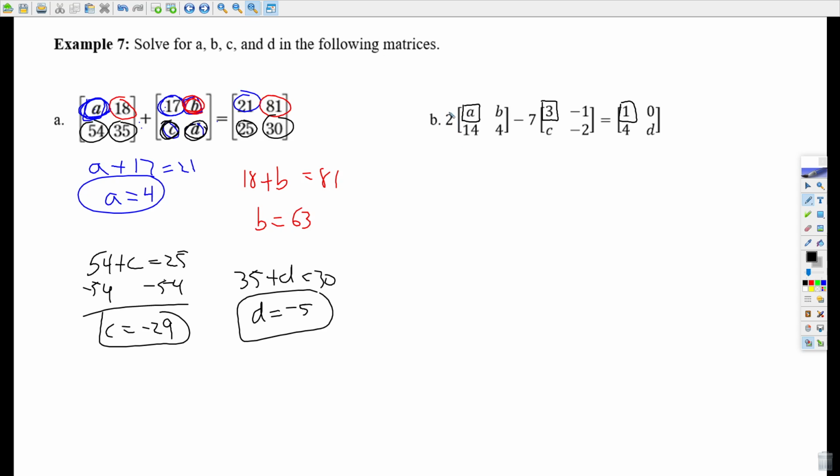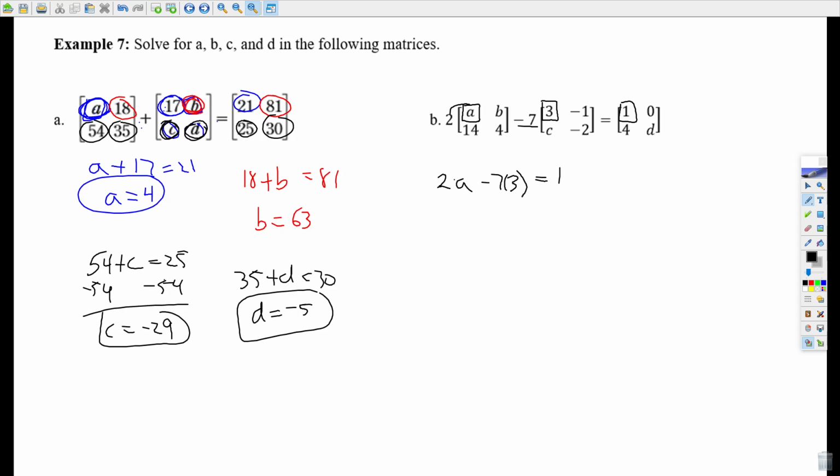If we have a 2 on the outside, remember you would distribute the 2 to the A. So we could say it's 2A, 2 times A. Then go over a little bit more. The negative 7 goes to the 3. So minus 7 times 3. And then it equals 1.